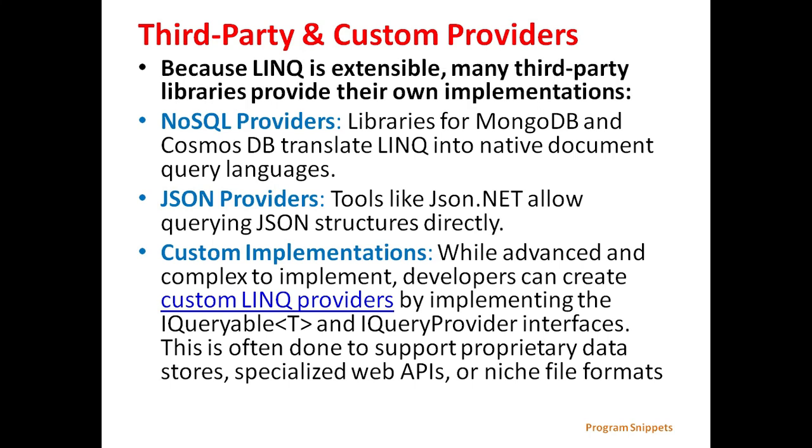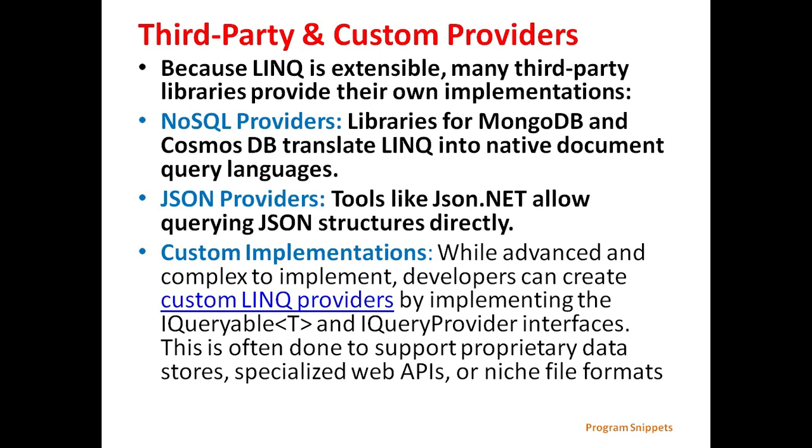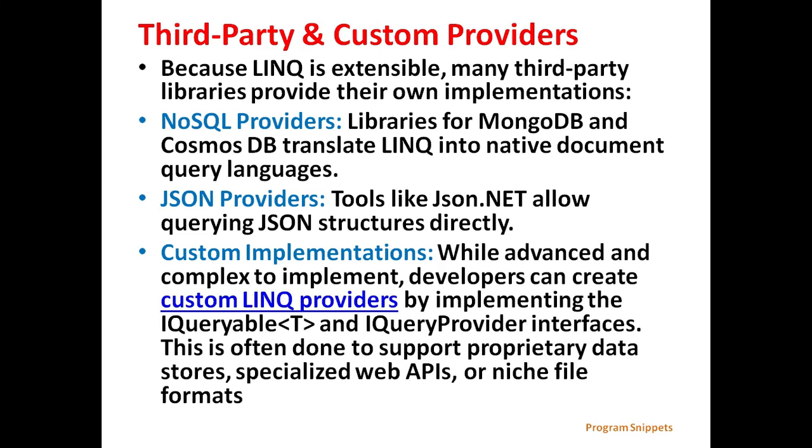Since LINQ is extensible, many third-party libraries provide their own implementations. NoSQL providers. These are libraries for MongoDB and Cosmos DB to translate LINQ into native document query languages. Then JSON providers. Tools like JSON.NET allow users to query JSON structure directly. And custom implementation. While advanced and complex to implement, developers can create custom LINQ providers by implementing IQueryable and IQueryProvider interfaces. This is often done to support proprietary data stores, specialized web APIs or file formats.